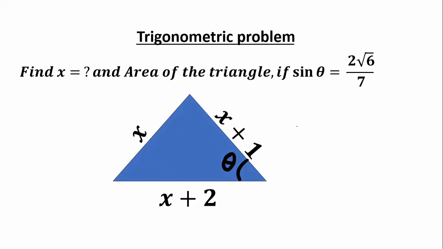This video is all about finding the value of x and the area of a triangle if sine theta is equal to 2 root 6 divided by 7. Now, we are given the sides in x, x plus 1, and x plus 2. So now let's begin.